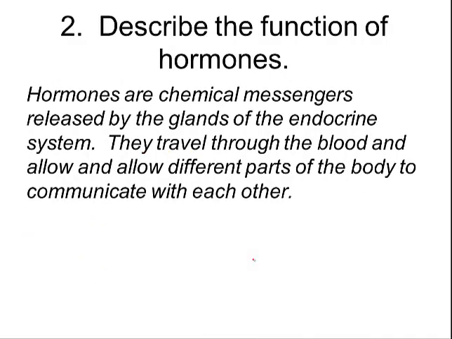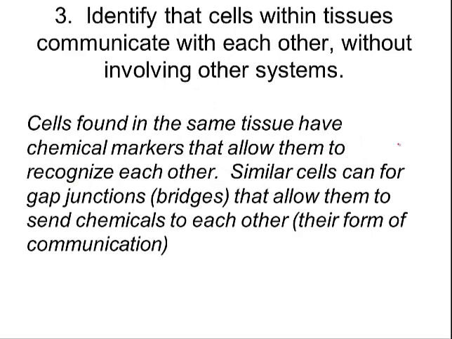In contrast to that, hormones are chemical messengers that are made by the endocrine system. They have to travel in our blood, and they go to all the different parts of our body, and they're going to allow all the different parts of our body to communicate with each other. I have the word allow in here twice. Cross that out. There we go.